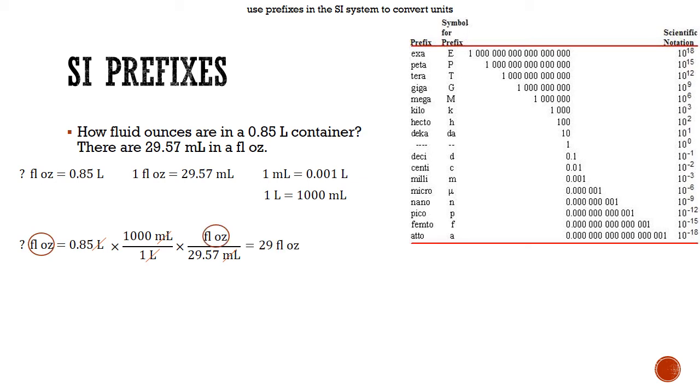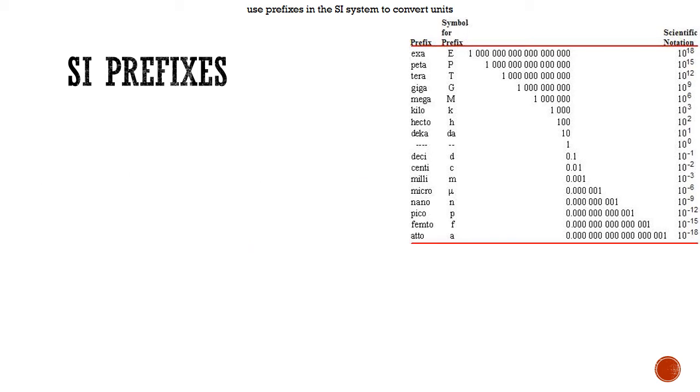And then plugging in my calculator, I get 29 fluid ounces for a container that is 0.85 liters in volume. So let's look at another question here. Determine the number of megameters, okay, the capital M. You go over here to our table, and I can see that's the prefix for mega.